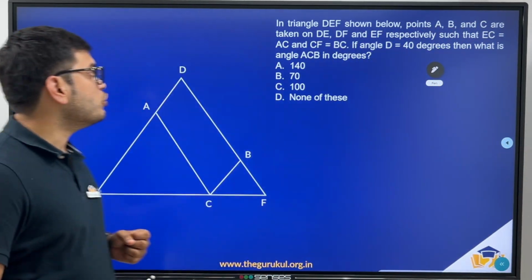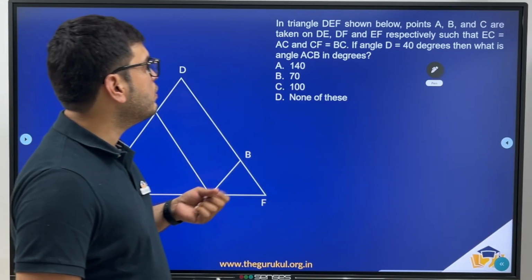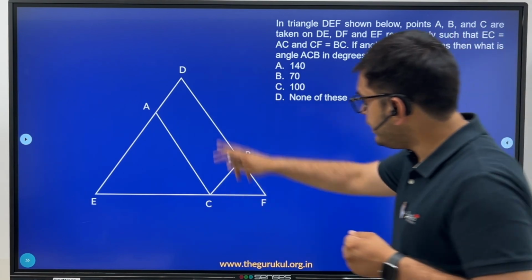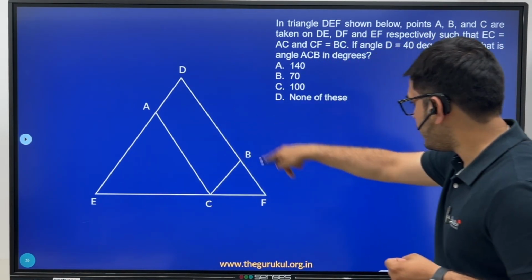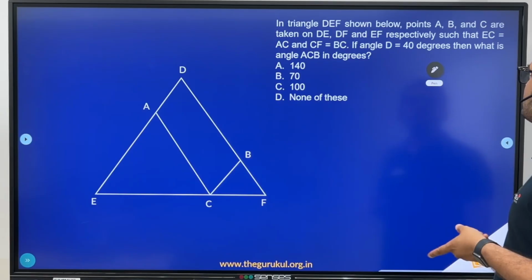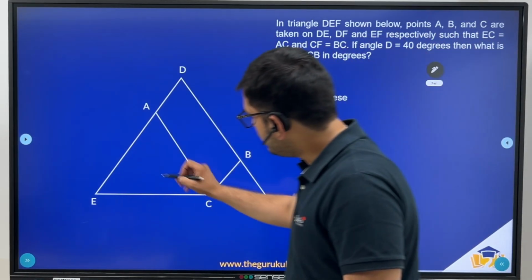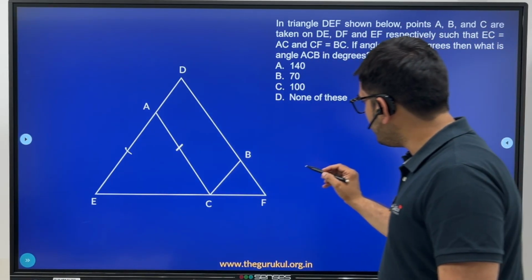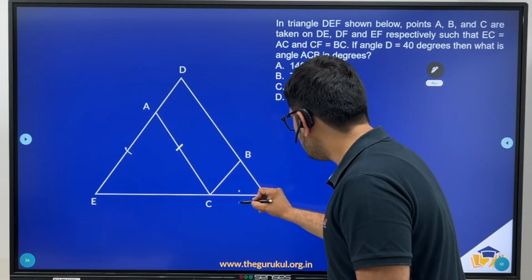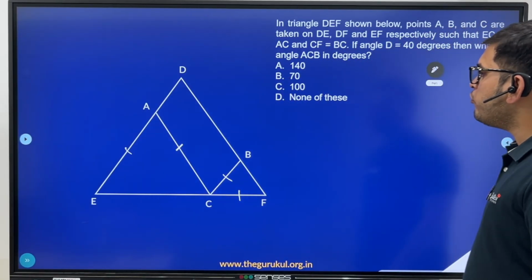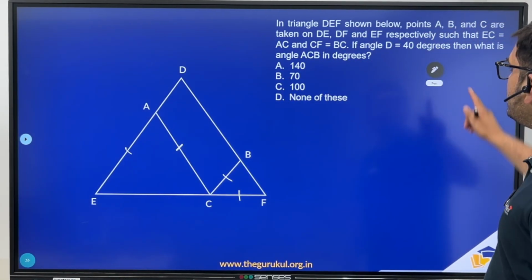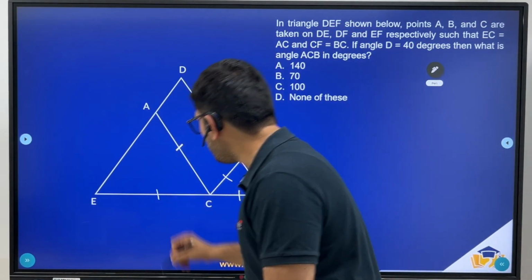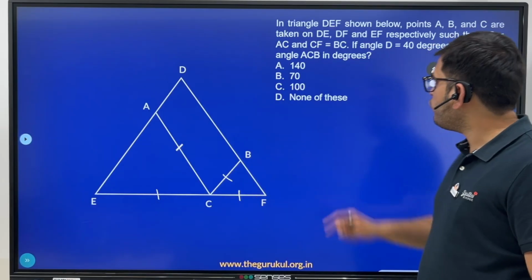Now coming to the second question. In triangle DEF, as shown below, points A, B and C are taken on DE, DF and EF respectively, such that EC is equal to AC. So these two sides are of equal length, and CF is equal to BC. Now these two are of equal lengths, right? EC is equal to AC. So these two are of equal lengths, and these two are of equal lengths.